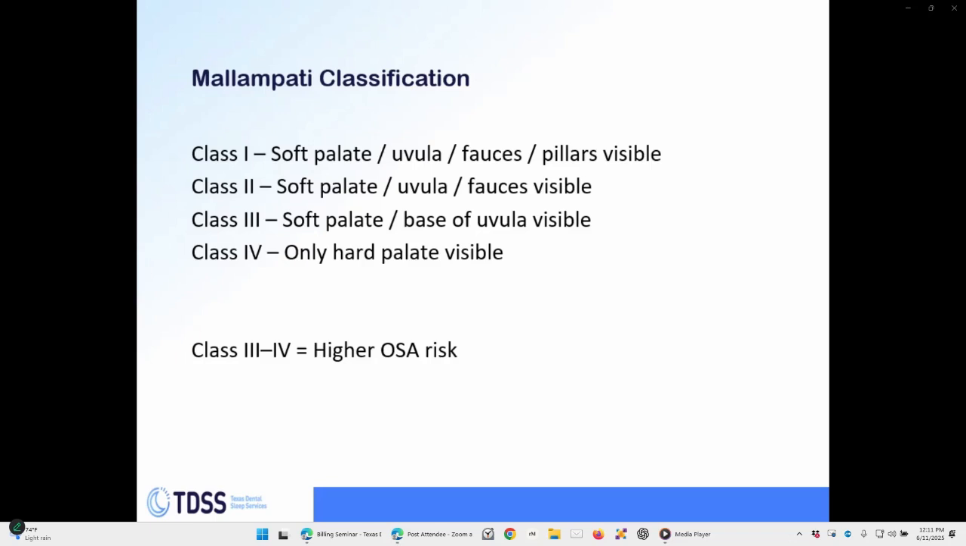Exactly. A higher Mallampati score, particularly class 3 or class 4, is strongly associated with an increased risk of obstructive sleep apnea. It suggests the back of the throat is more crowded or the anatomy is such that it's more likely to collapse during sleep and block the airway. But again, like all these other findings we've talked about, it's just one piece of the puzzle. It's not a diagnosis by itself, but it's a significant indicator of risk.